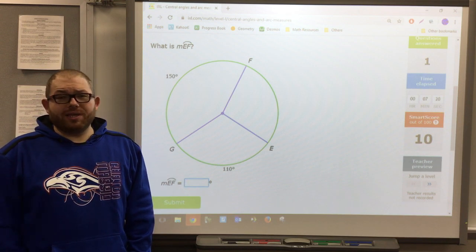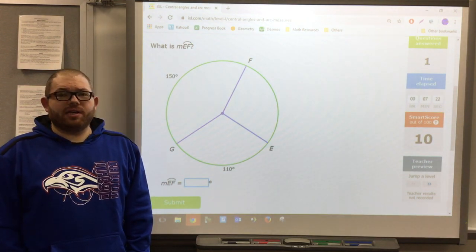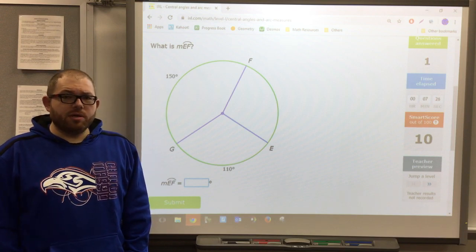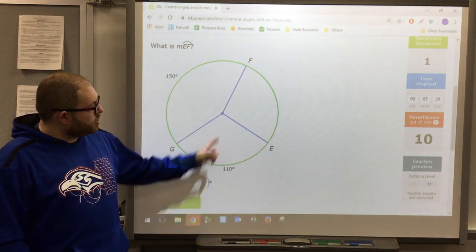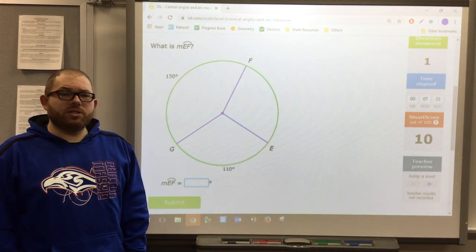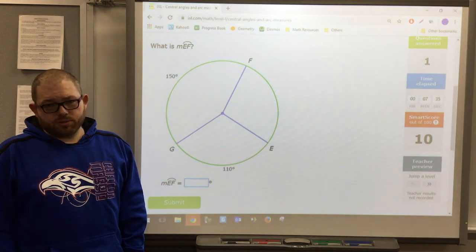Now, the good news is it really doesn't matter if they're asking us to find angle measures or if they're asking us to find arc measures, because when the angles are at the center of our circle, the angle measures will always be equal to the arc measures.